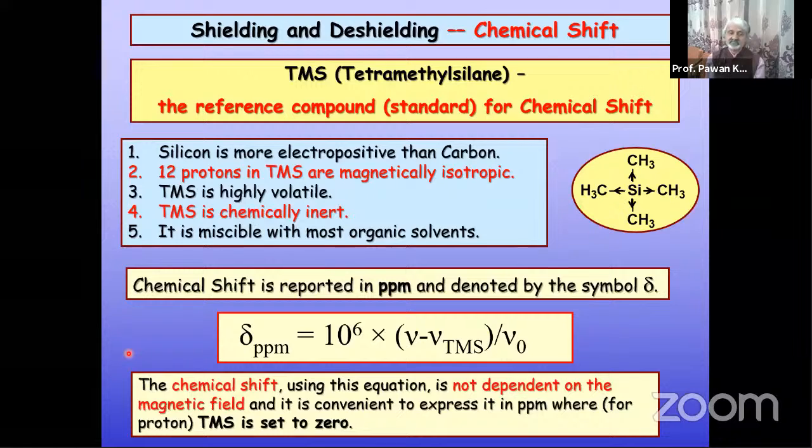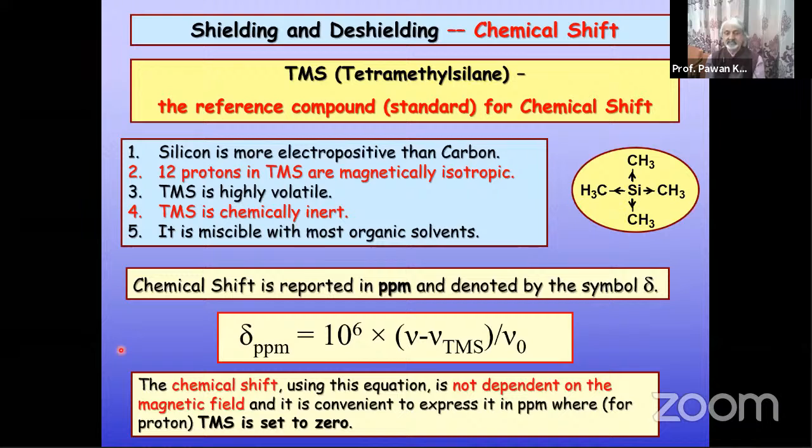Remember that chemical shift depends upon the operating frequency. The chemical shift depends upon the magnetic field applied. But the chemical shift using this equation, that means chemical shift in ppm, is not dependent on the magnetic field. And it is convenient to express it in ppm where TMS is set to 0. So here two things I'll again highlight for the benefit of my younger audience.